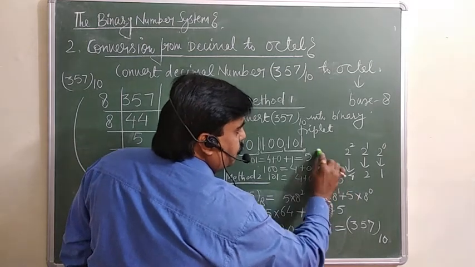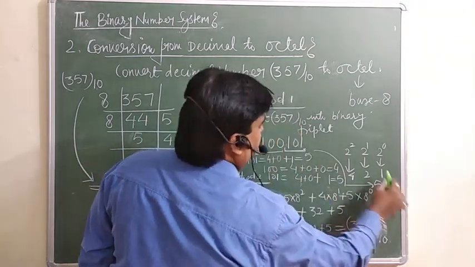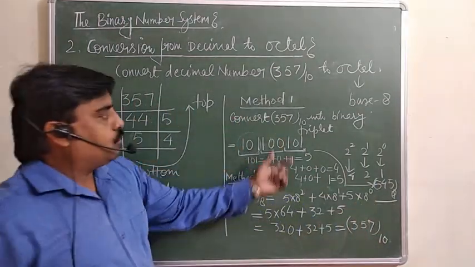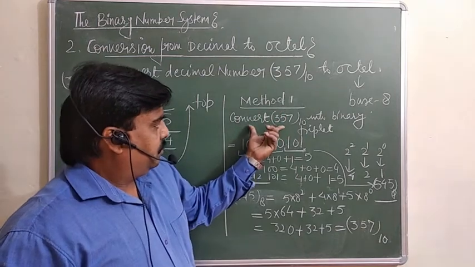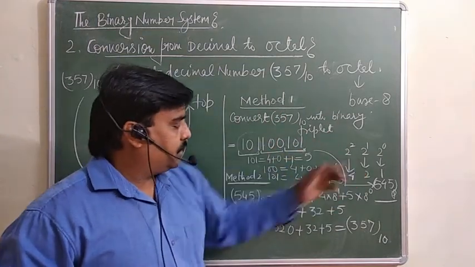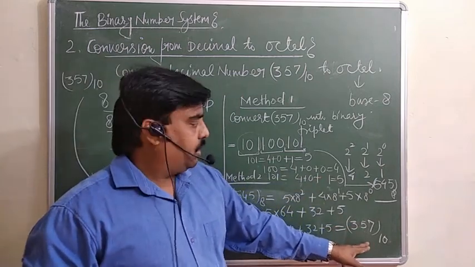See now, इनको लिखेंगे तो what you are getting is the number 5, 4, 5 base 8. So likewise you can convert the binary into the octal only by using this method. Or suppose octal is given, you can change it into the decimal also. Have a look.